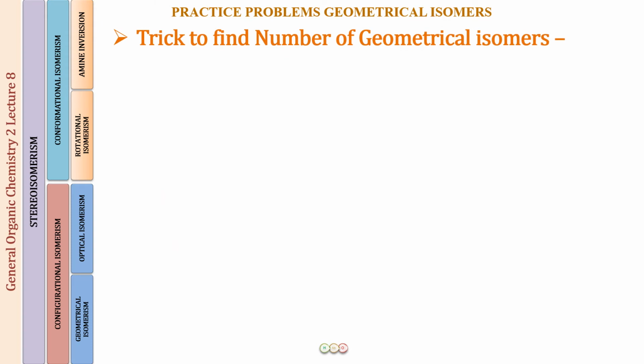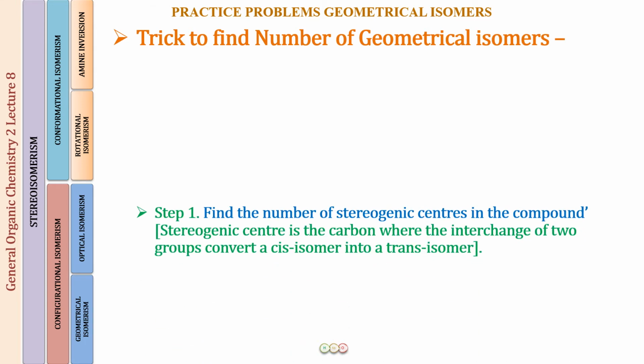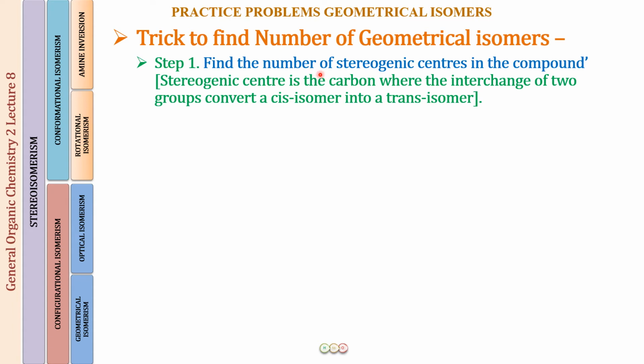So the trick to find the number of geometrical isomers, please proceed for every compound the way I am teaching you. Step 1 is that you have to find the number of stereogenic centers in a compound. Now what is a stereogenic center? Well, this is going to be that carbon where the interchange of two groups converts a cis isomer into a trans isomer. Let me explain with the help of the examples that we've just seen.